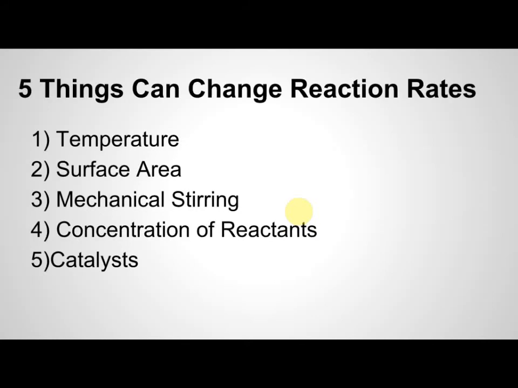There are five things that we can do to affect the reaction rate. One is manipulate the temperature. Two is change the surface area of the reactants. Three would be stirring. If we have a solution, stirring will help it go faster. We can also manipulate the concentration of the reactants, or we can add a catalyst.